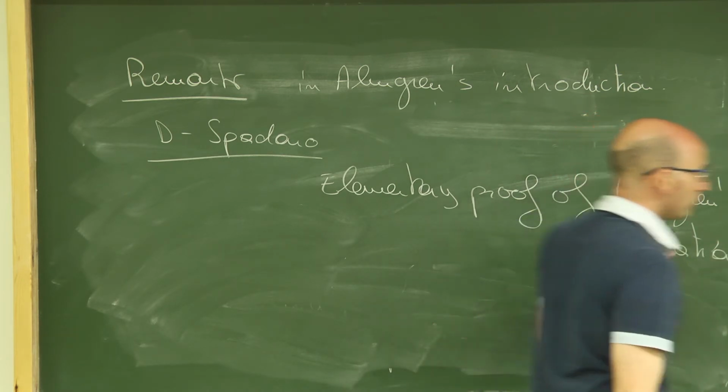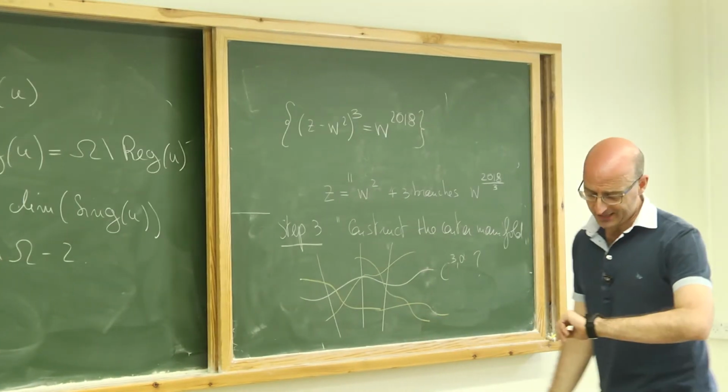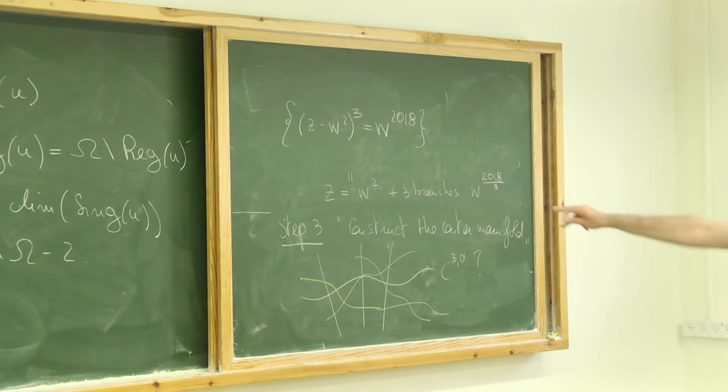And this elementary proof is somehow the starting point for constructing this center manifold. OK, then just one last comment, and I'm finished. Of course, this is just step 3.